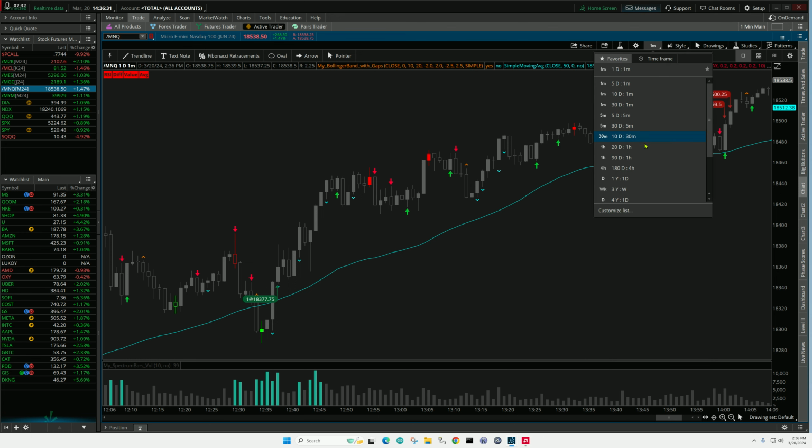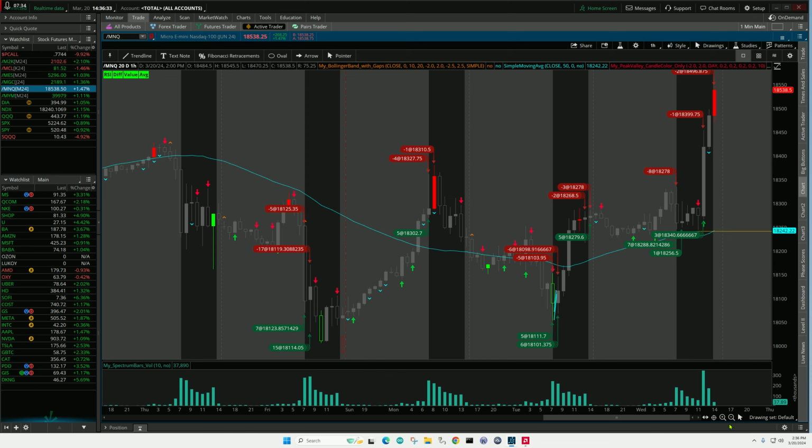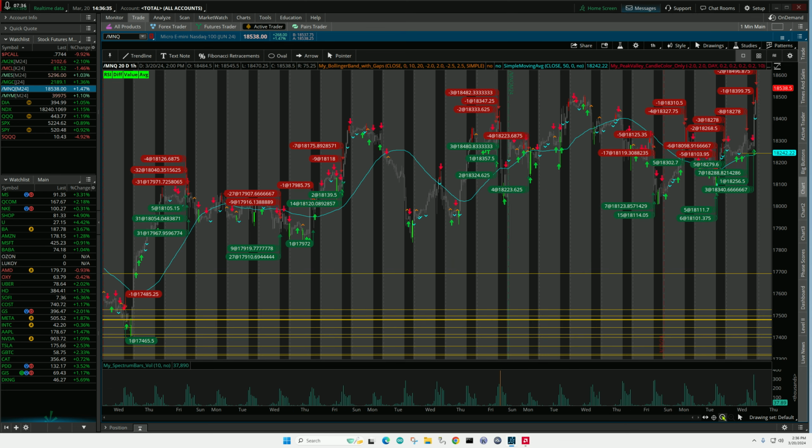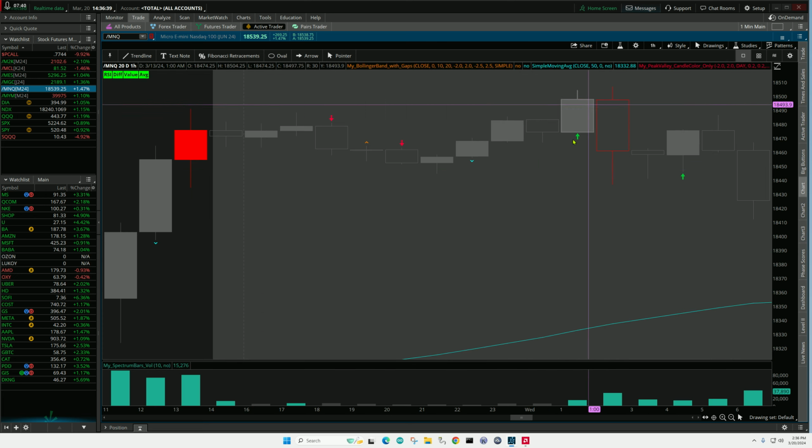I'll move out to an hourly chart. And here, what you can see on the hourly chart, a few days ago on March 13th, so a week ago, in the overnight session between basically 2 and 3 a.m. Mountain Standard Time, so between 4 and 5 Eastern Time, there was a high made in the Nasdaq futures here.